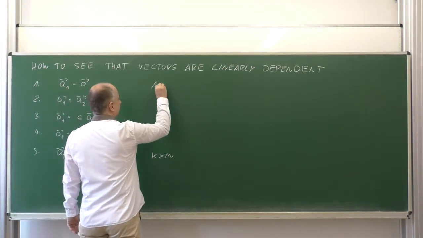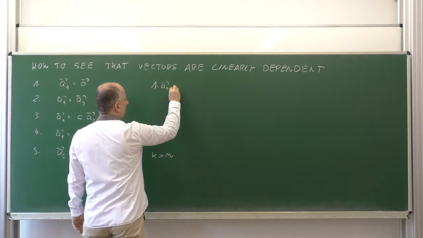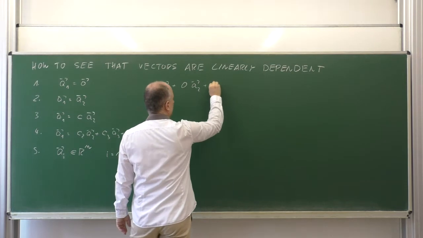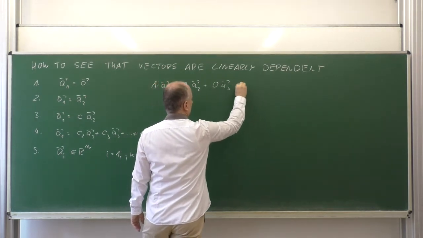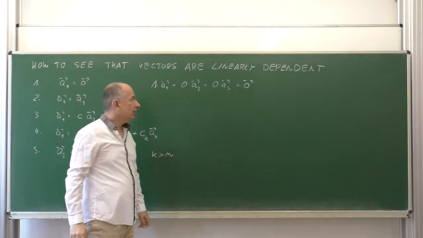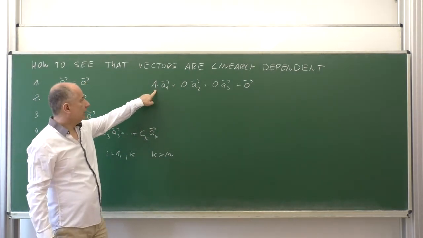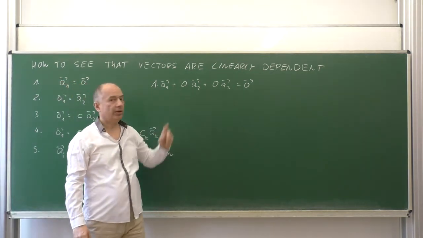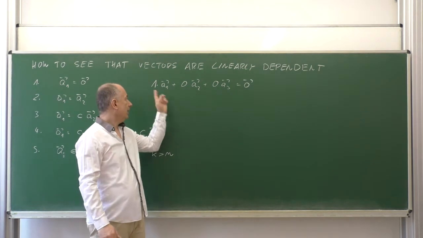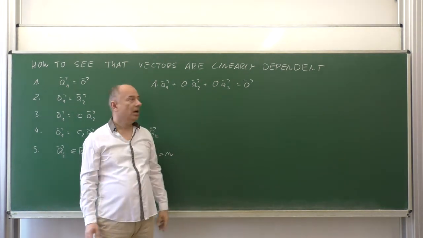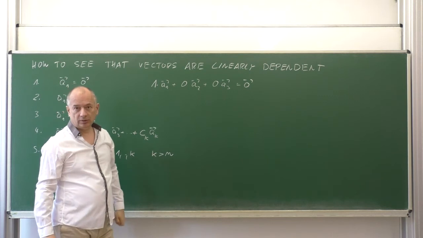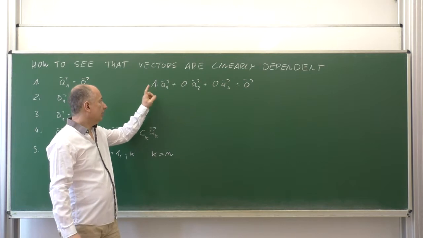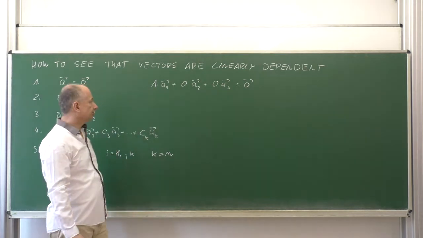If we multiply the first vector with 1, and we multiply all the remaining vectors with 0, then the result is definitely 0, because the first term is 0, because the vector is 0. And all the remaining terms are 0, because the coefficient is 0. And the sum of 0 vectors is indeed 0. And this linear combination is non-trivial, because it is not true that all the coefficients are equal to 0. Namely, the first coefficient is non-zero.